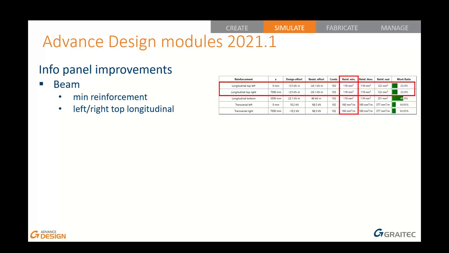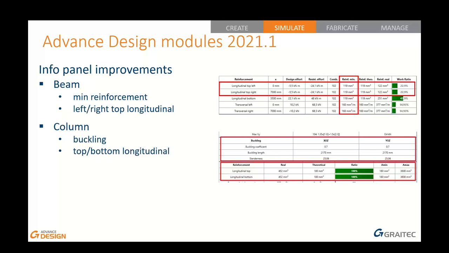For columns, we now also display buckling information and results, so the part related to buckling in both directions, the buckling coefficient, buckling length, and slenderness value. And the longitudinal reinforcement is now displayed separately for the top and bottom of the column. So in case there are different values for the reinforcement, you can now easily see them on the info panel in two lines.